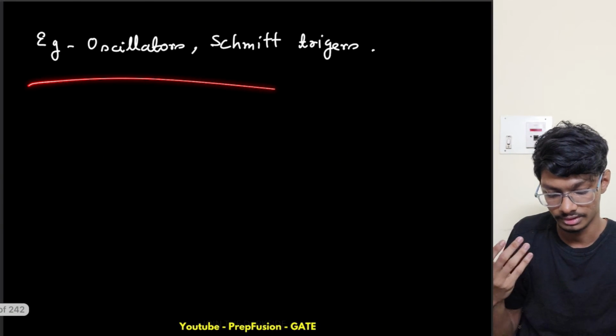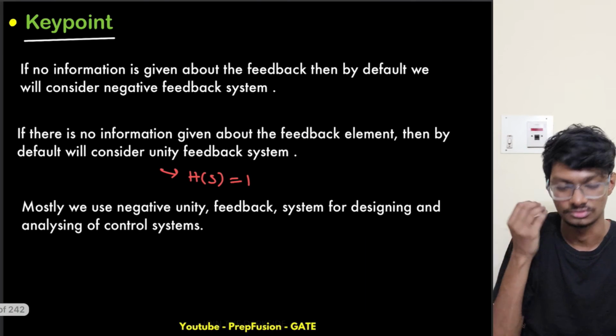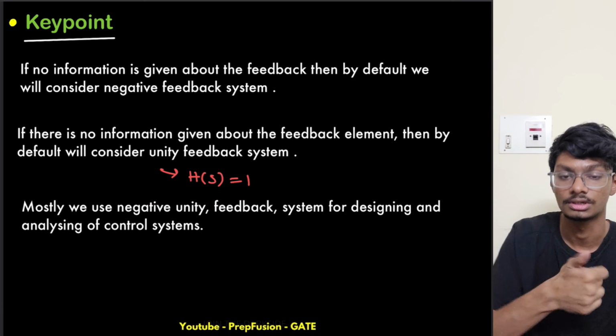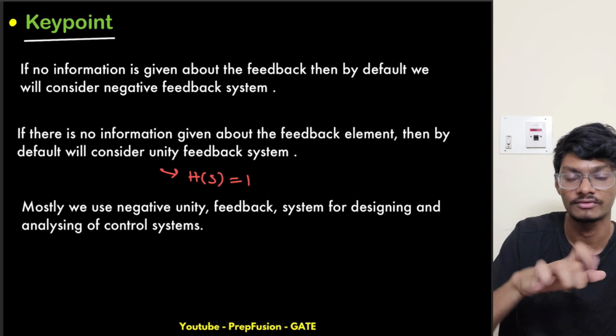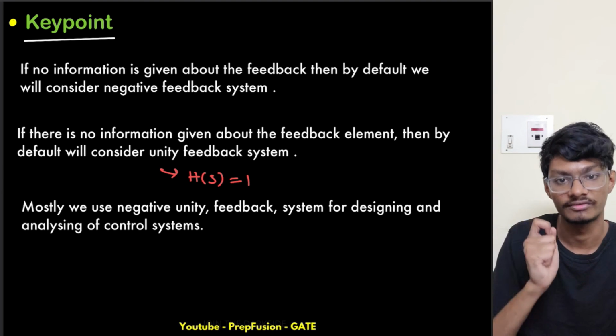Then I told you a few examples, like the oscillator and Smith, and a few points to keep in your head. By default we'll consider a unity negative feedback system if nothing is mentioned. If nothing is mentioned about the feedback, we'll consider it negative. If nothing is mentioned about the gain of the feedback, we'll consider it unity feedback.